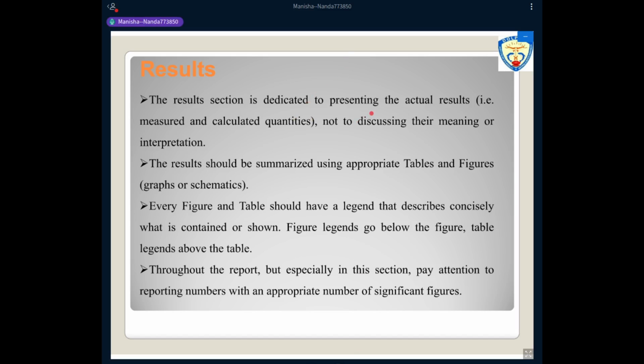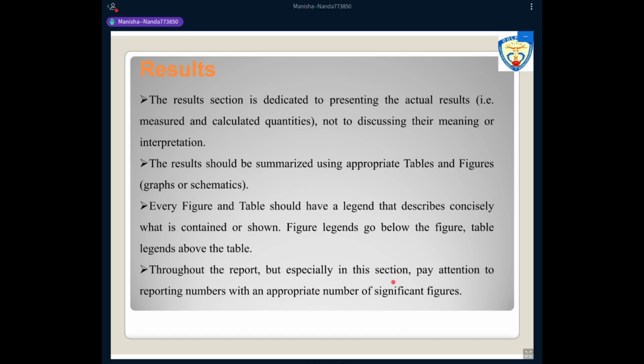The results section is dedicated to presenting the actual results, not to discussing the meaning or interpretation. We always discuss our results in the discussion section only. The results should be summarized using appropriate tables and figures. Every figure and table should have a legend that describes concisely what is contained or shown. Of course, you must always give a legend to your figures and tables. It is a trend that we always give legends for figures below the figure, and the table legends are always mentioned above the table.